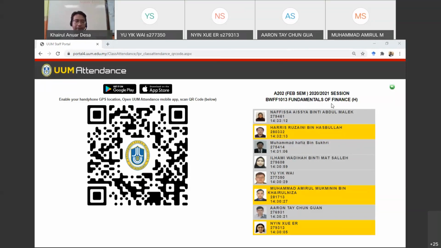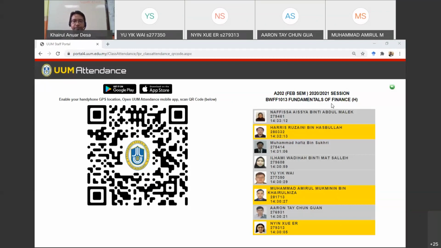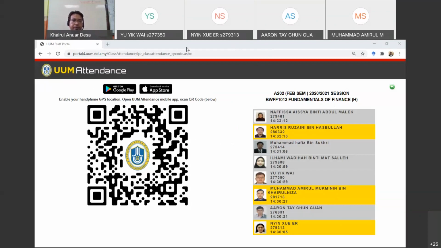Okay, in the UM portal now, you can check. And if you already select the company, you can tell me through the WhatsApp and I will update the company that you choose for the group project. Can we start now? Boleh kita mulakan sekarang?